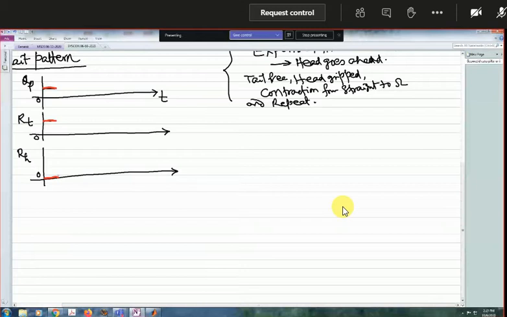Then in the second half, we reverse. We reverse means our flow now becomes negative. So flow becomes negative, and our tail resistance now becomes 0, and head resistance becomes high.